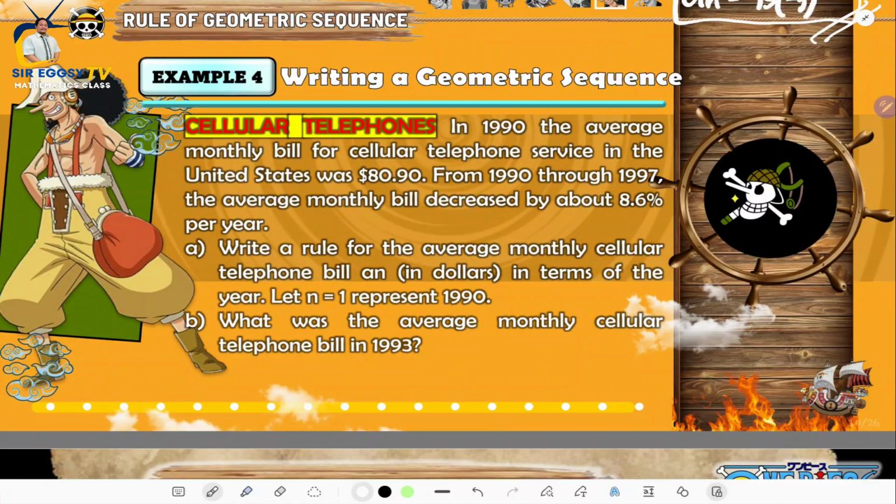Okay, for the example number 4, writing geometric sequence. In this case, this is a problem. In 1990, the average monthly bill for cellular telephone service in the United States was $80.90. From 1990 through 1997, the average monthly bill decreased by about 8.6% per year. Now, let's write a rule for the average, and let n represent 1990. And what was the average?